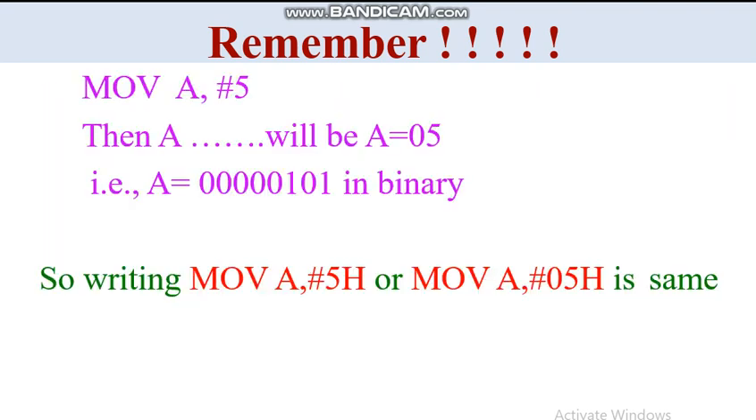One more thing, that if we write instruction MOV A, #5 or write MOV A, #05, it is one and the same. So #05 or 5 will be treated as A equal to 05. So here the value 5 is copied in accumulator. So here the A becomes 05. Same here A equal to 05.